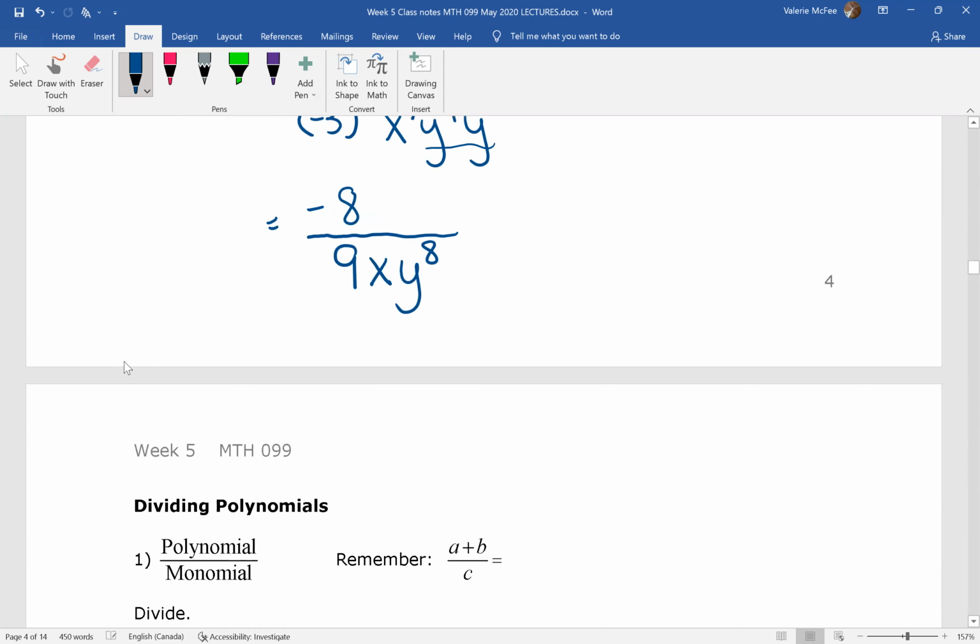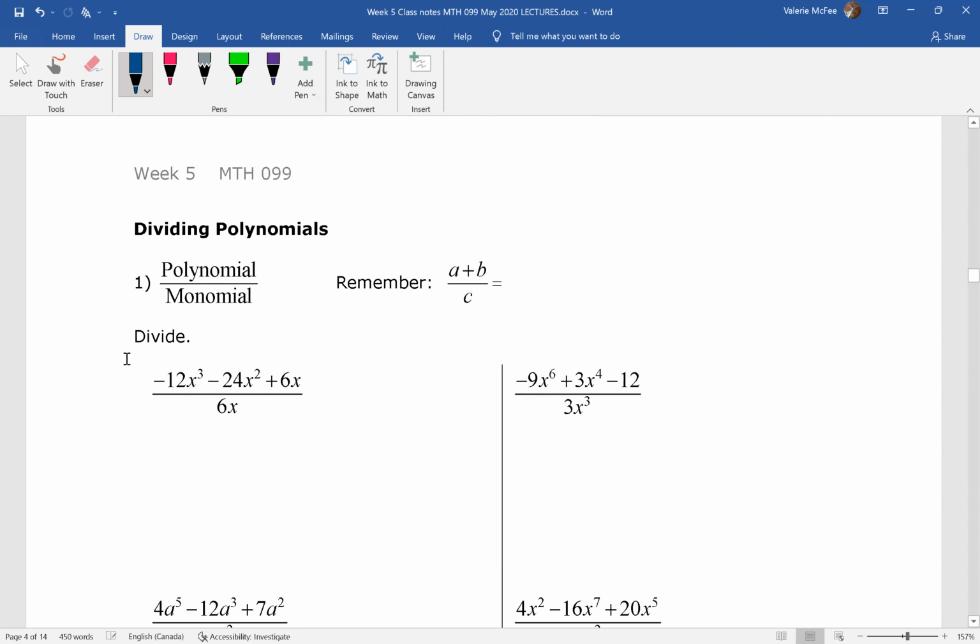These are difficult questions. They take a lot of practice, but it's useful to be good at those before we move into polynomial division.